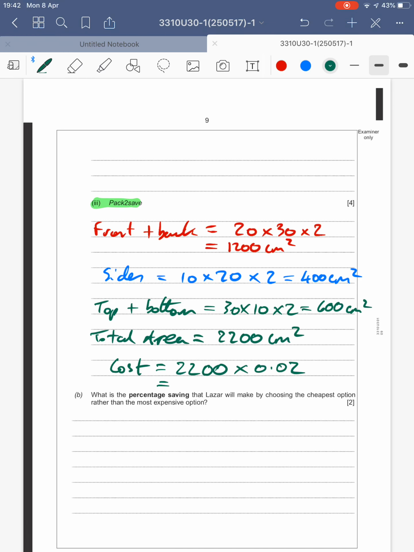Just do 2 times 2,200, which would be 4,400. And then we've got 2 numbers after the point there. So we need 2 numbers after the point of my answer, so it'd be there. So my answer for this one is £44.